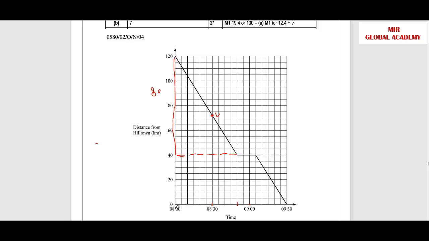And this 30-minute gap is divided by how many boxes? 1, 2, 3, 4, 5, 6 boxes. So 30 minutes is divided by the 6 boxes. So 30 over 6 is 5. So this one box represents 5 minutes. Okay. So from here, it is 30, 35, 40, 45 and 50. So this is 50 minutes. And we have to calculate the speed in kilometer per hour. So we have to convert this 50 minutes into hours. So divide it by 60. So it is 5 over 6 hours.